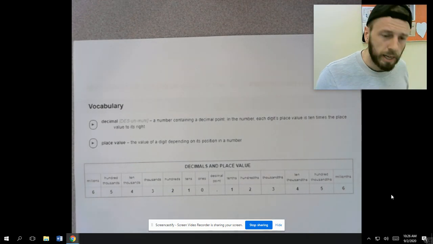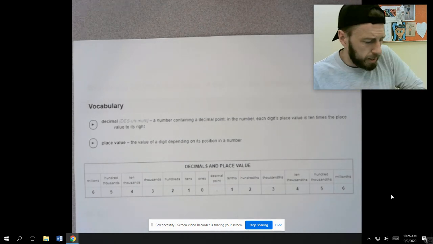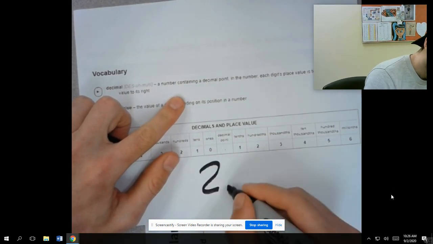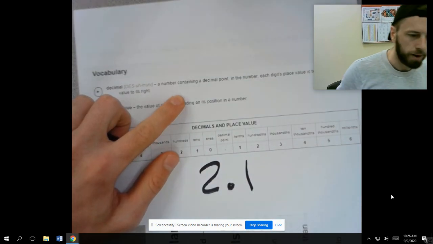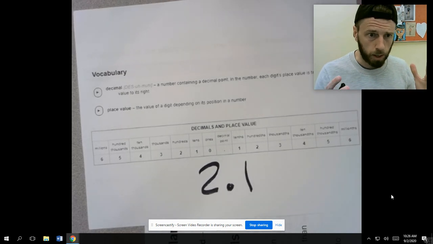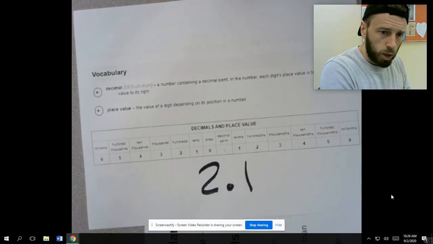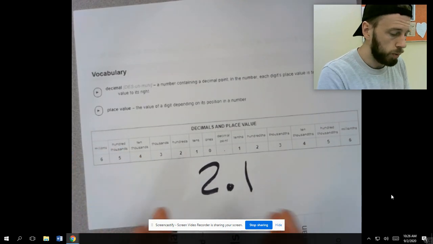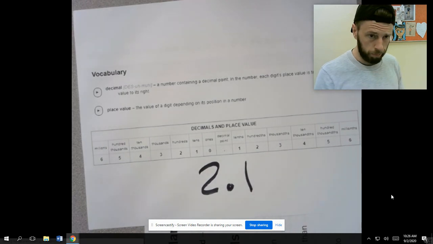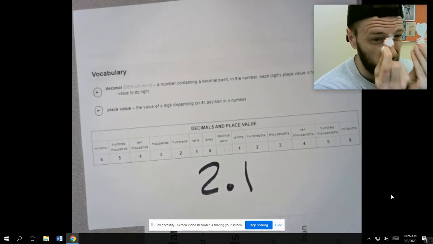Okay, so let's take a number and look at it. Let's start off with a pretty easy one. Let's go 2.1, right? Or 2 and 1/10. And we need to talk about something real quick. The number over here on this side of the decimal is a whole number, right? So when we say 2.1 or 2 and 1/10, the 2 is a whole number. So for example, if I say 2 and 1/10, I'm talking about at least 2 of something.